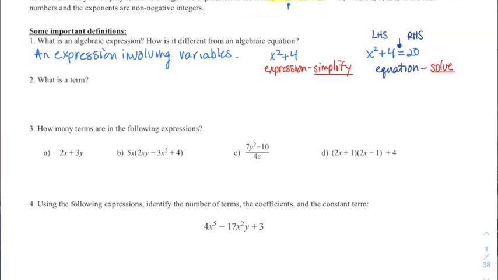What is a term? Okay, so this one is really important. We're going to be talking about it a lot this year and this unit. So what is a term? A term is a combination of variables and numbers. We call them coefficients. Where the variables can be raised to exponents.